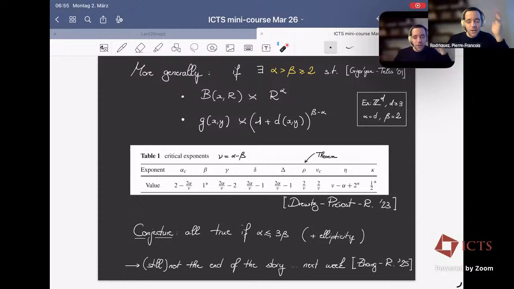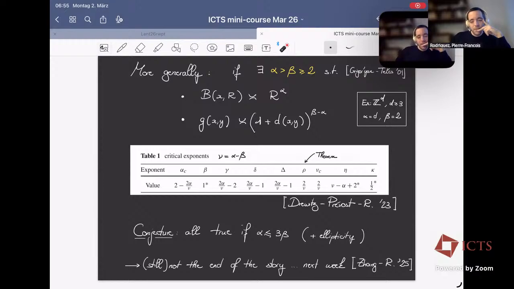if you're in low dimensions, which presumably means that alpha is less than or equal to 3 beta, then actually all the exponents are rational functions of these two numbers, alpha and beta alone. So here in the table I'm showing you, you see the values are given in terms of alpha and another parameter nu, and nu is just alpha minus beta. So it's just written in a different way.